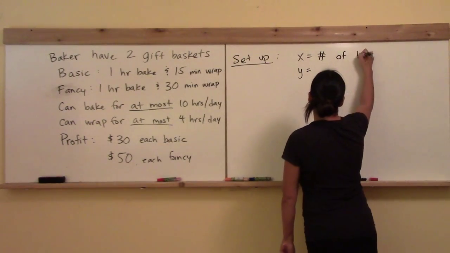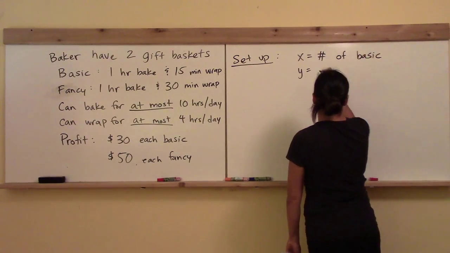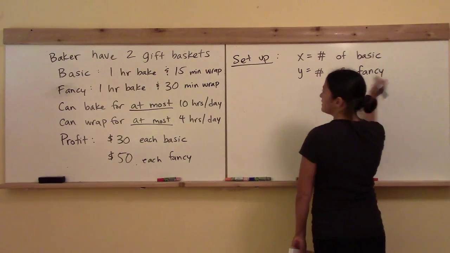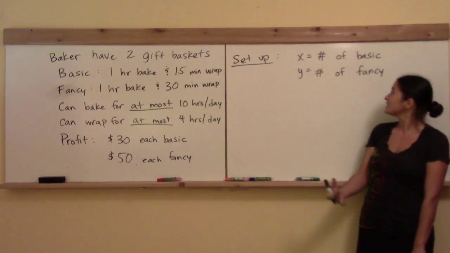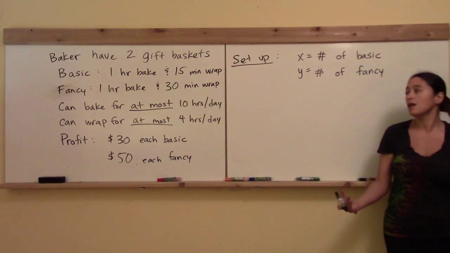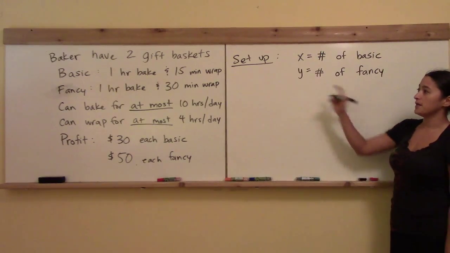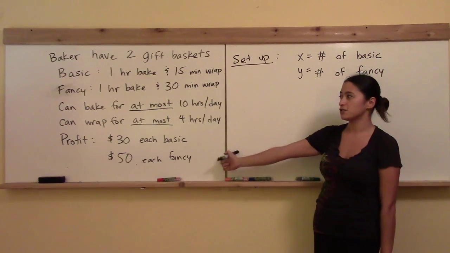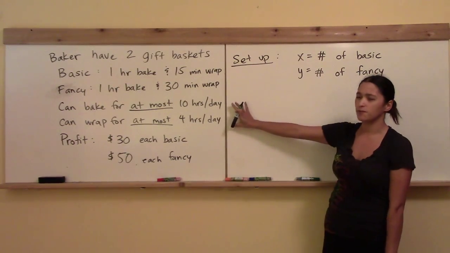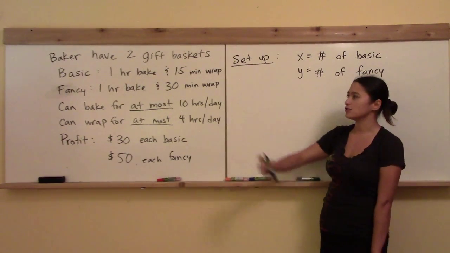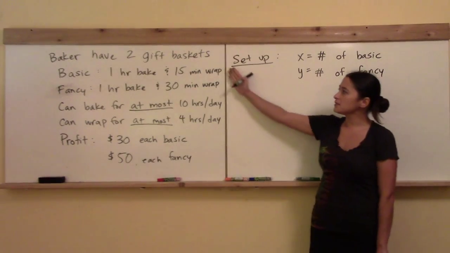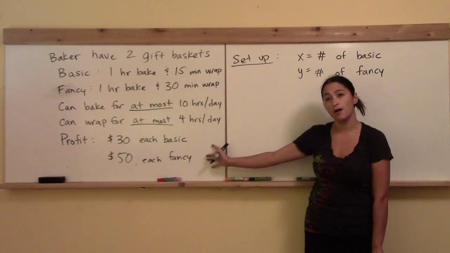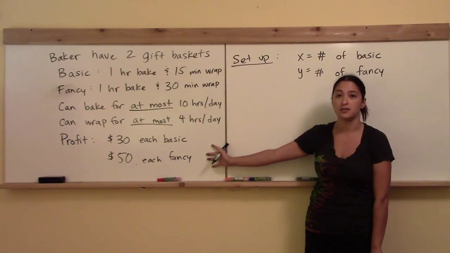This is going to be the number of basics that I make, and y is going to be the number of fancy gifts that I make. And that's basically the decision I need to make for myself. How much time should I spend on basics? How much time on fancies? Knowing that I'm going to profit this much for each, but also knowing that I'm constrained by these things right here. Okay? So all this stuff right here is going to turn into our constraint. And down here, the profit, that's going to turn into our objective.